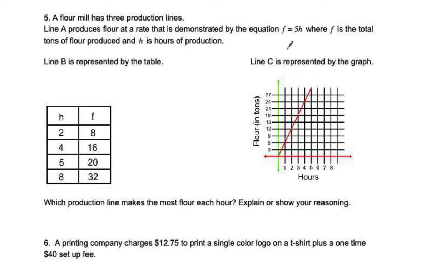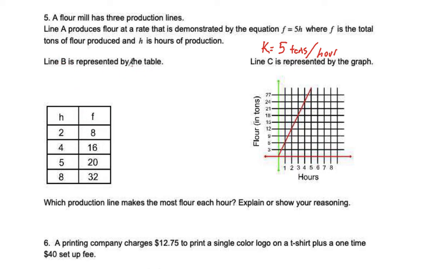And so the K value on this first equation, you should recognize that as 5. That's the constant of proportionality. And that K value of 5 for this one means 5 tons of flour every hour. So 5 tons per hour. So if they run the line for 10 hours, they get 50 tons of flour. If they run the line for 2 hours, they get 10 tons of flour, right? So that's the way that works. All right, let's look at this next one.